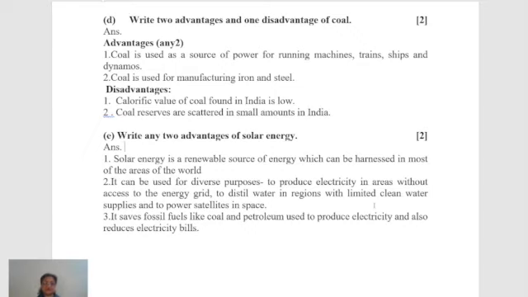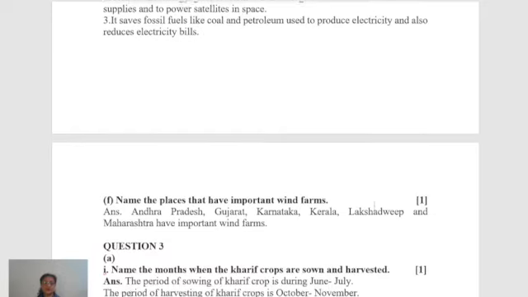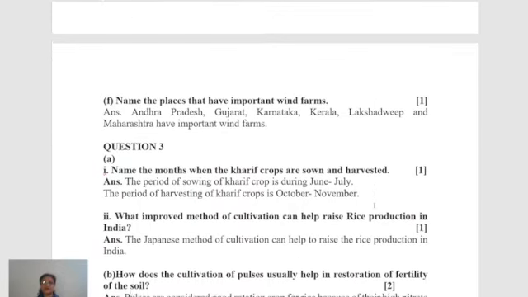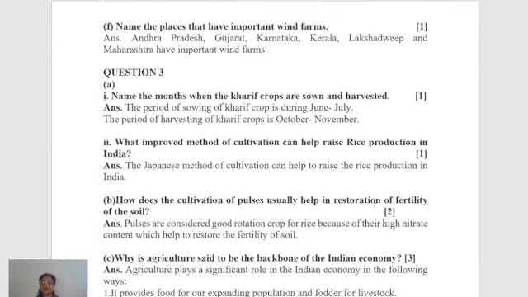Now, let's move to the next question. F. Name the places that have important wind farms. Andhra Pradesh, Gujarat, Karnataka, Kerala, Lakshadweep, Maharashtra, these have important wind farms. Most of these areas, children, you can see are coastal areas, the states covering the coast. So the coastal areas or the Rajasthan desert region are the best suited areas for wind farms.